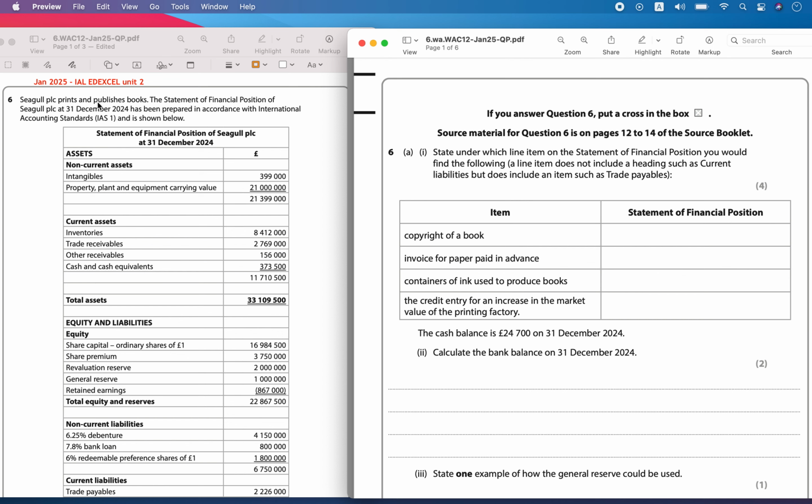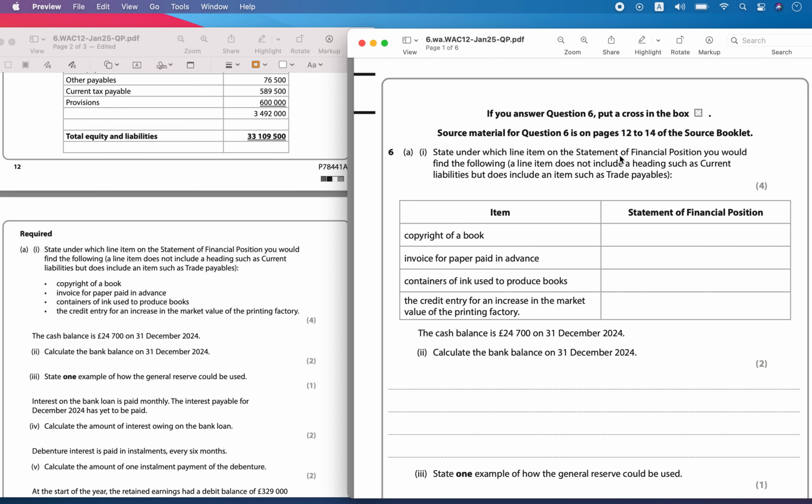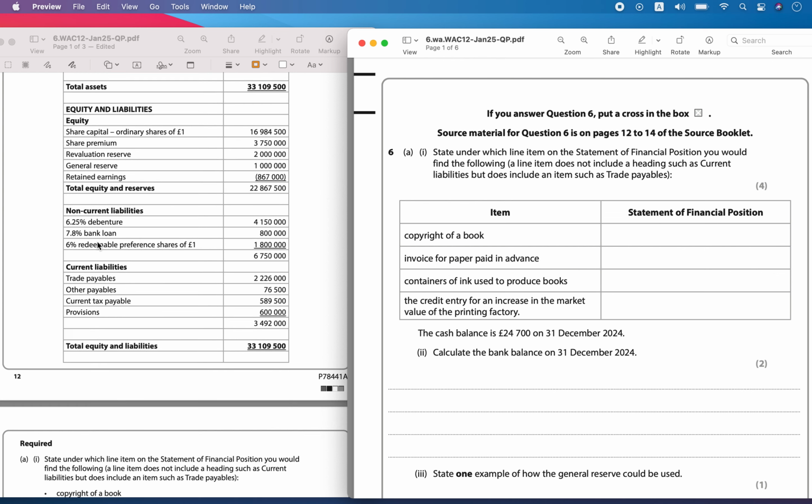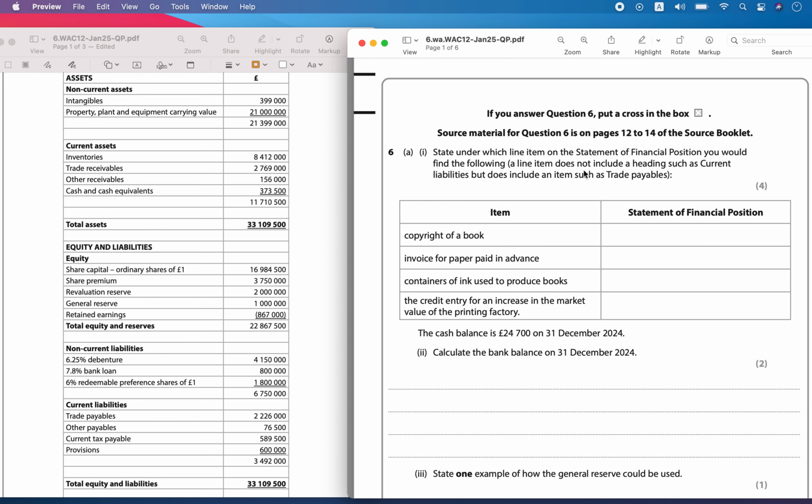Okay, Unit 2, question number 6. Seagull PLC prints and publishes books. The statement of financial position of Seagull PLC at 31st December 2024 has been prepared in accordance with international accounting standards and it is shown below. State under which line item on the statement of financial position you would find the following. A line item does not include a heading such as current liabilities but does include an item such as trade payables.